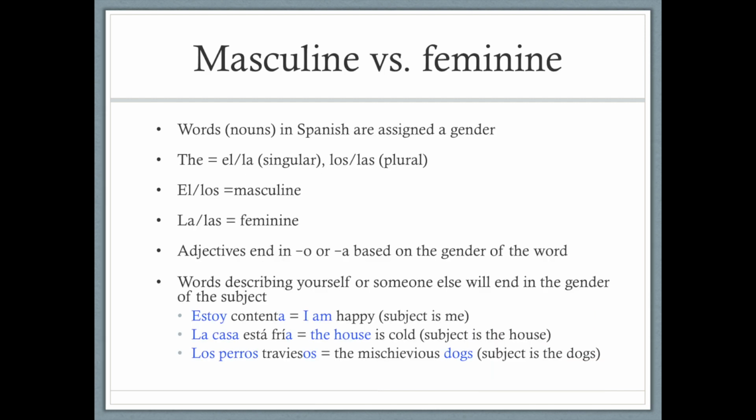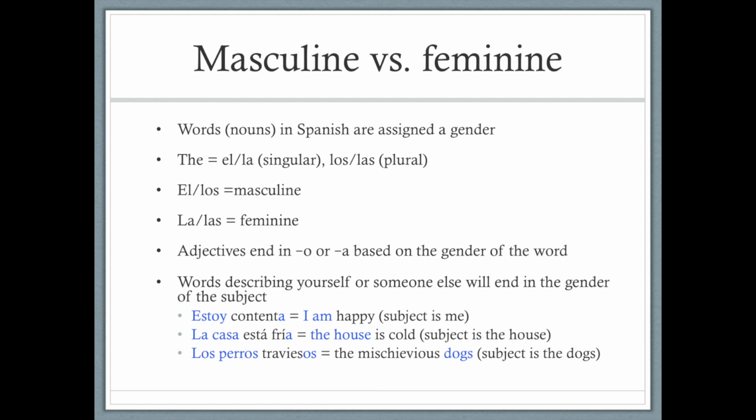Next, let's talk about the concept of masculine and feminine words in Spanish. Words, pretty much all nouns in Spanish, are assigned a gender. There's various reasons for specific genders in certain words. For example, words like mama or hermano correspond to a gender of a specific person, but generally they're just pretty random, and unfortunately you'll just have to memorize them.